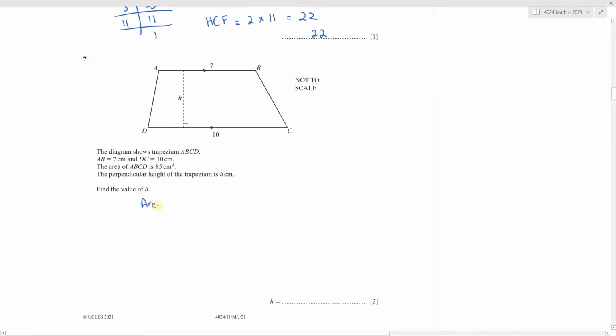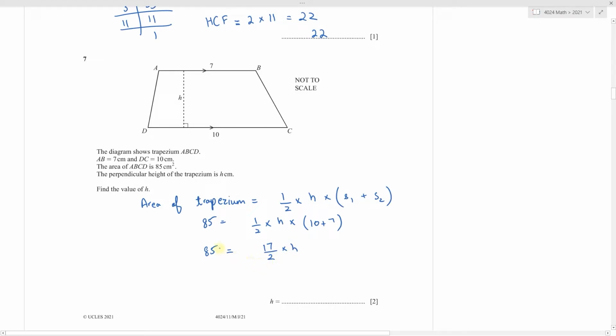So you know that area of trapezium is 1 by 2 into perpendicular height into sum of parallel sides. So let's call them side 1 plus side 2. So area of trapezium is 85. 1 by 2 into height is unknown, so I'll write it as h. Side 1 plus side 2 is 10 plus 7. So this is 85 equals 17 by 2 multiplied by h.